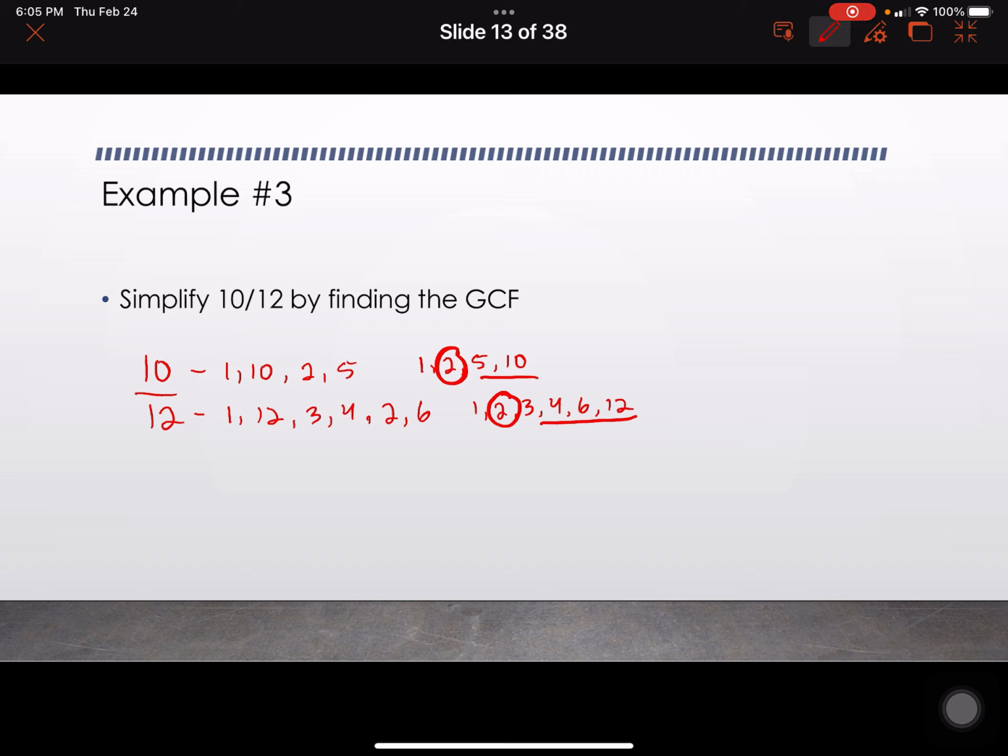So now we know our greatest common factor is 2. We divide both the numerator and denominator across by 2. And we get 5/6. So when we simplify 10/12, we end up with 5/6.